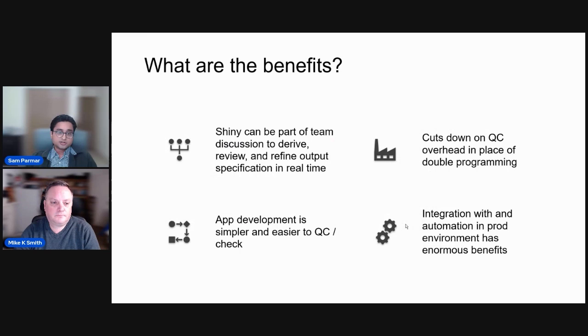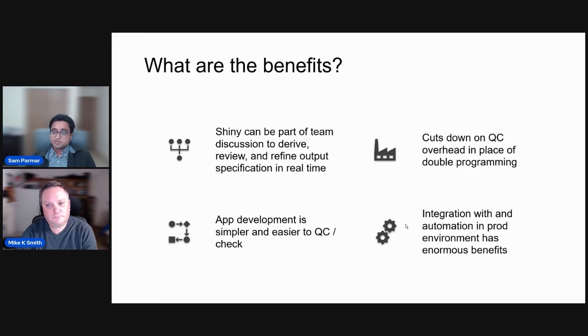So in reflection, what are some of the key benefits of this approach? Well, as Mike mentioned, Shiny can be used as a part of the team discussion to derive, review, and refine the output specifications in real time. So this cuts down on the time between specification and final output. We can snapshot those things that we see in Shiny exploration and reproduce that in the long term.